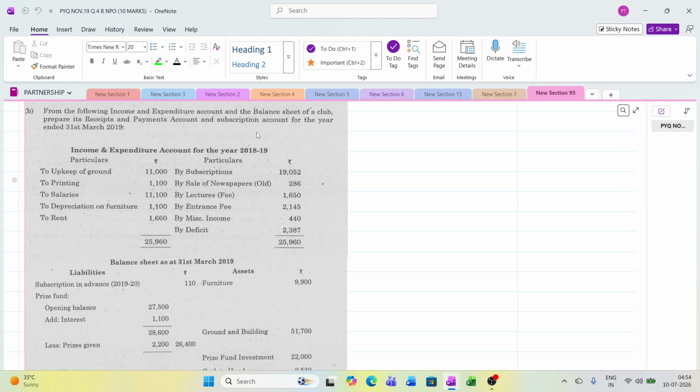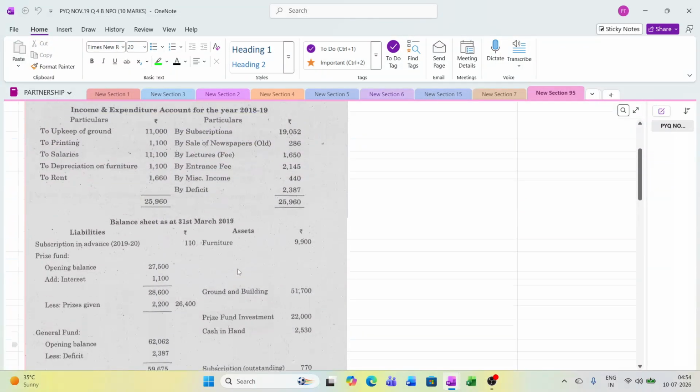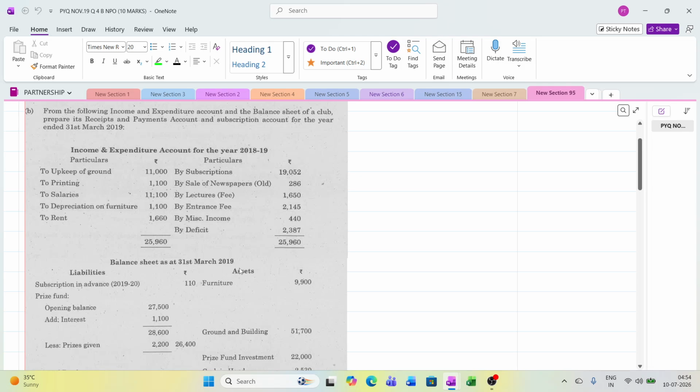And when you prepare the subscription account, the amount to be transferred to either the receipts and payments account or the income and expenditure account will never be a mistake. So let us proceed and see how to begin preparing the receipts and payments account. Here they have given the income and expenditure account and balance sheet, and some adjustments are also given. You are asked to prepare the receipts and payments account for the year ending 31st March 2019.